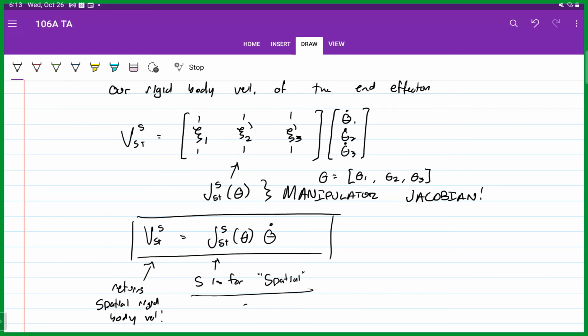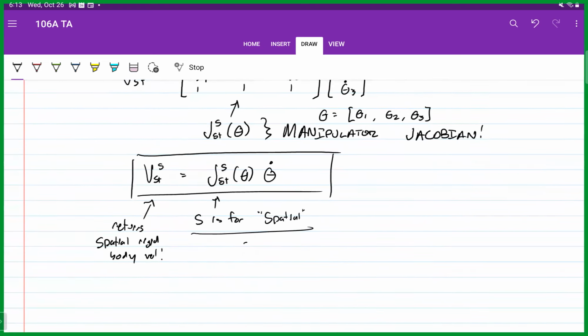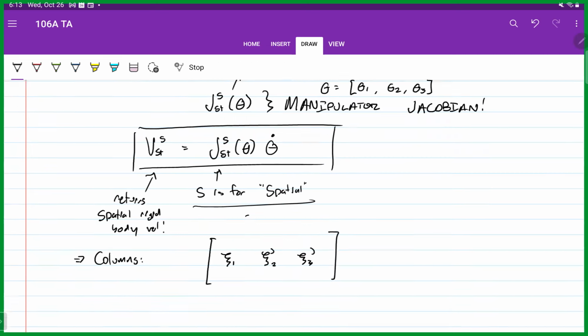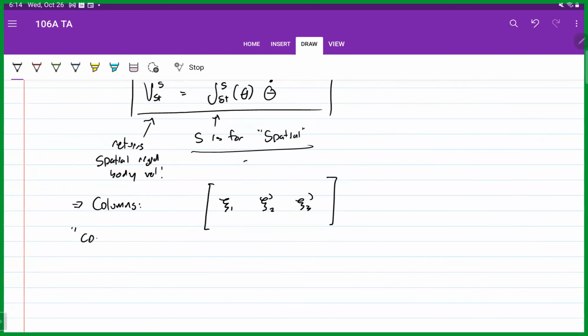Quick follow up on that. Yeah, so if we look at the columns of our manipulator Jacobian, where we have xi1, xi2, and xi3, what our columns are really telling us is that they are little components of velocity. They tell us where our velocity can go. All that we're doing when we get our actual velocity is scaling these columns and adding them together. So they tell us where in space?